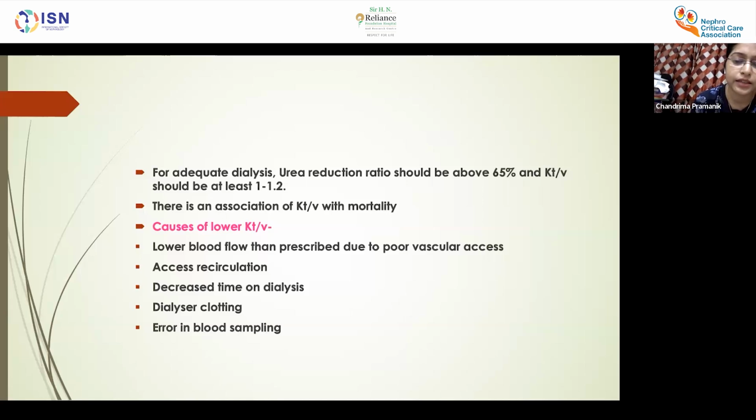There is another thing: the equation that we use is based on a single pool model. But post dialysis, we have seen that there is often a rise in urea as the urea gets transferred from the intracellular compartment to the extracellular compartment. So this may sometimes lead to a lower value of KT by V, and to consider this double pool, we have to consider an equilibrated form of KT by V rather than the specific KT by V.